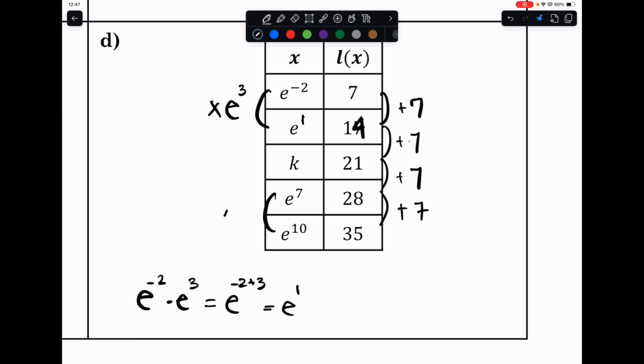to the 10th. So that means we're multiplying by, so that means that the same thing is going to have to occur right here. To get from e to the first to this next one, we have to multiply by another e to the third power, which would be e to the fourth.